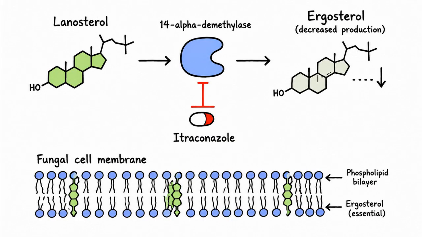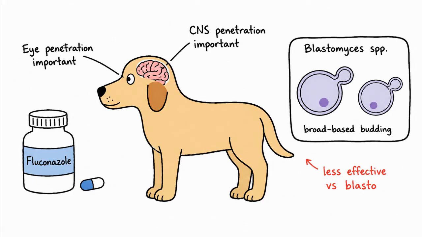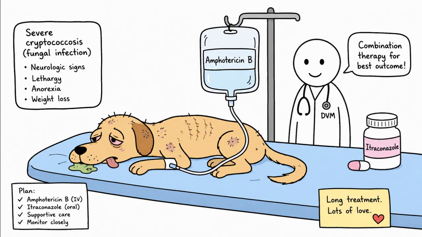Itraconazole inhibits fungal lanosterol 14-alpha demethylase, reducing production of ergosterol, an essential fungal cell membrane component. This disrupts membrane function and inhibits fungal growth. Fluconazole may be considered when eye or central nervous system penetration is important, although it may be less effective against blastomycosis. Treatment must continue after visible improvement because organisms may remain within affected tissues.